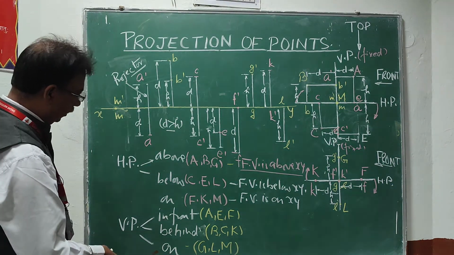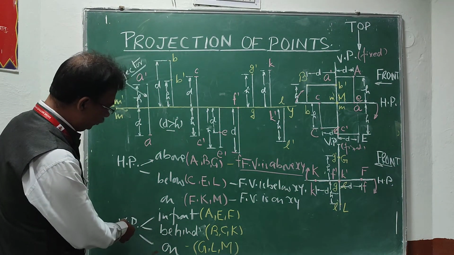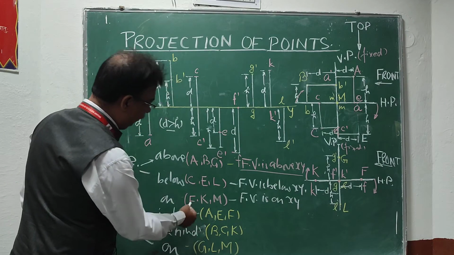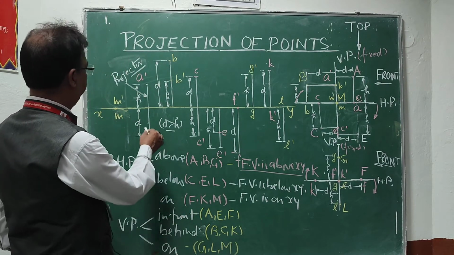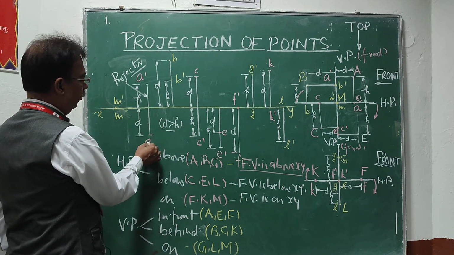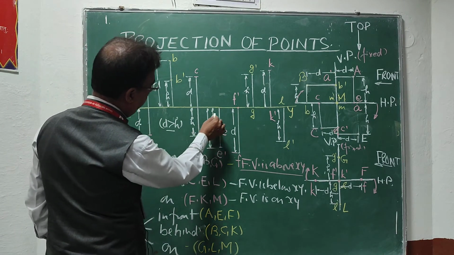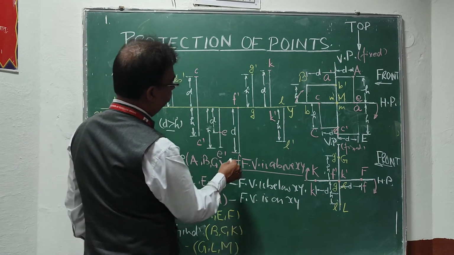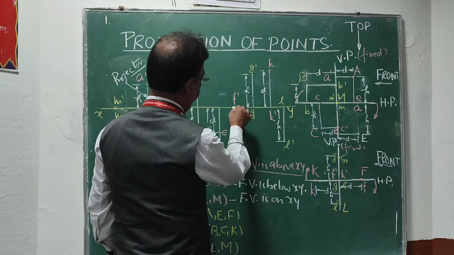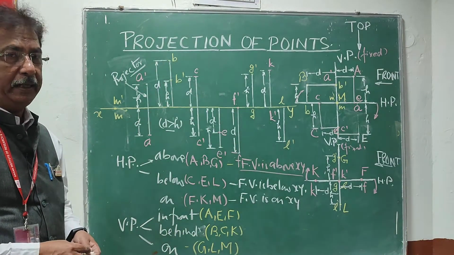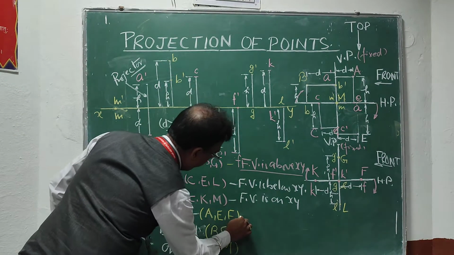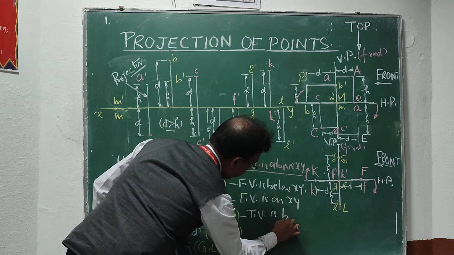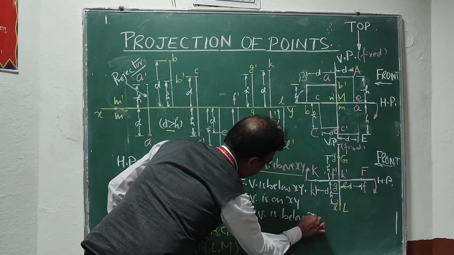Same way I can get some conclusions about the position of a point with respect to VP. As you see, 3 points are in front of VP, that is A, E and F. For A, the front view will be above, top view will be below. For E, front and top both are below. And for F, top view will be below, front view will be on the reference line. So the common thing is their top view is below XY.